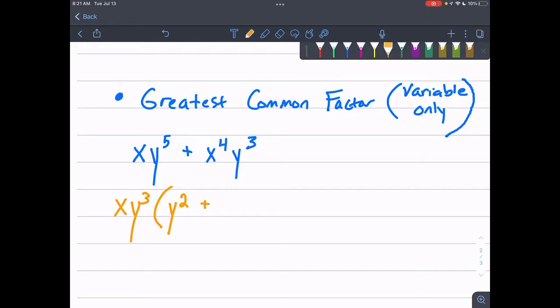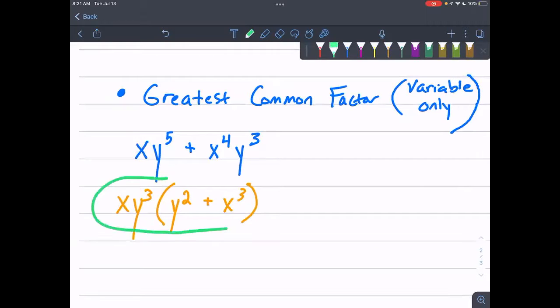And then on the second term, we took out an x, so that leaves 3 of them. We took out all 3 y's, so there's no y's left on that second term. So basically the same process, except there's no numbers, it's just variables. That's probably good for that, I think.